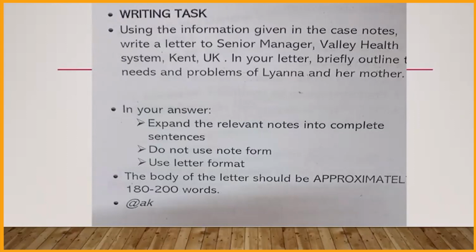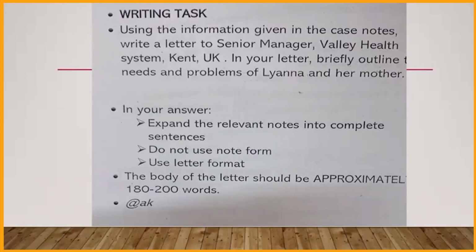Next line, Valley Health System. Next line, Kent. Next line, UK. Isn't it? So whatever comes within the comma, write it together. Even if it is a long sentence, whatever comes within the comma will be written together, with Kent and below that UK.